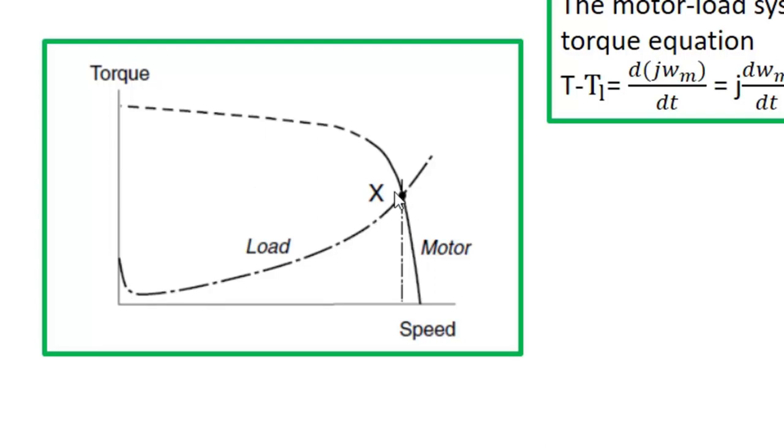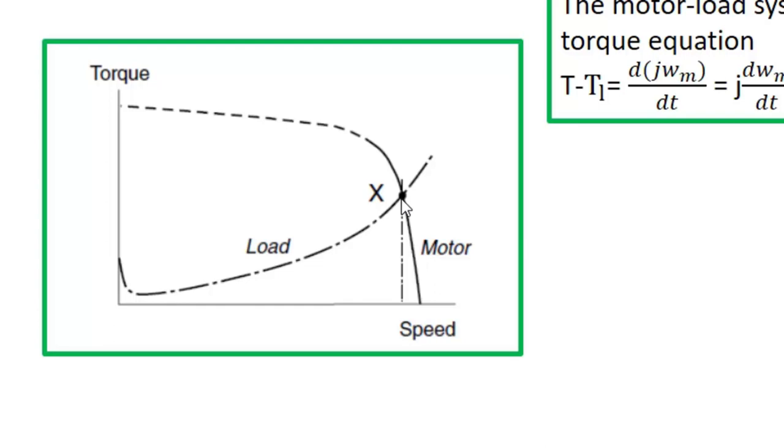And at this point, speed of the motor is constant. So the motor will rotate with constant speed omega m. Because of that constant speed, d omega m dt becomes equal to 0, and the driving torque is equal to load torque. So this is the steady state point, or you can say the equilibrium point of the system.